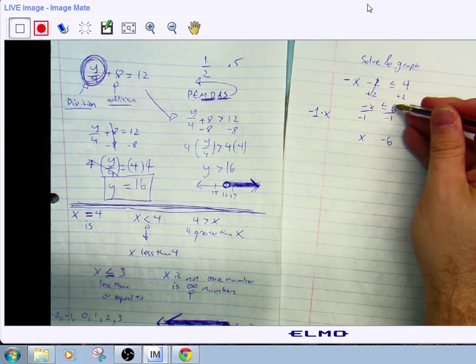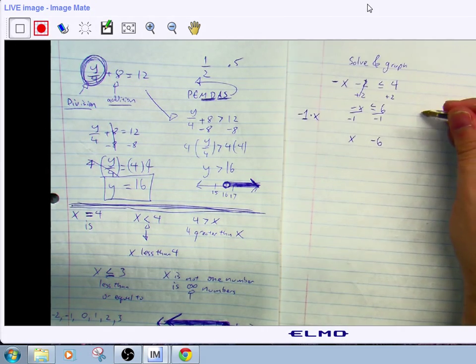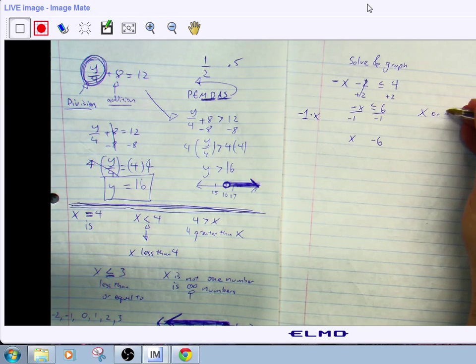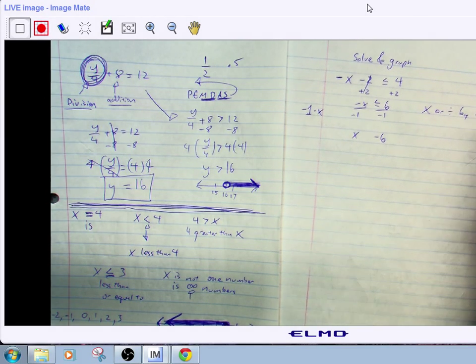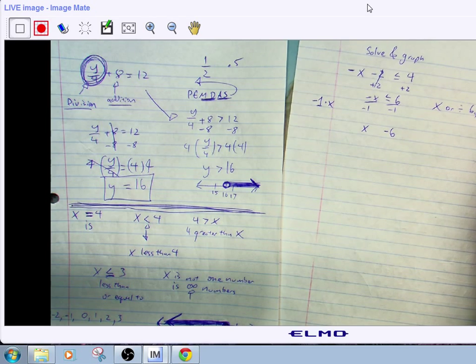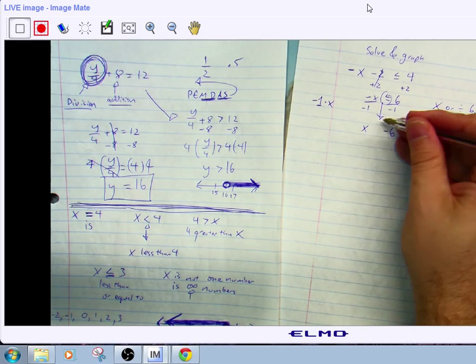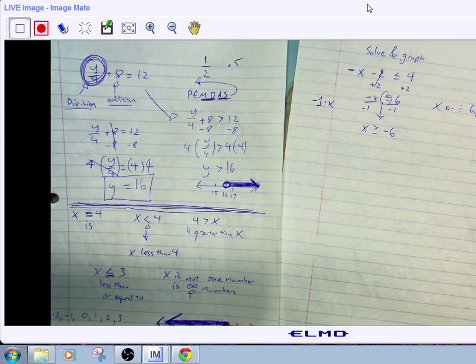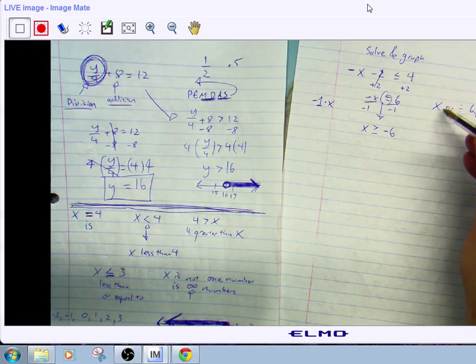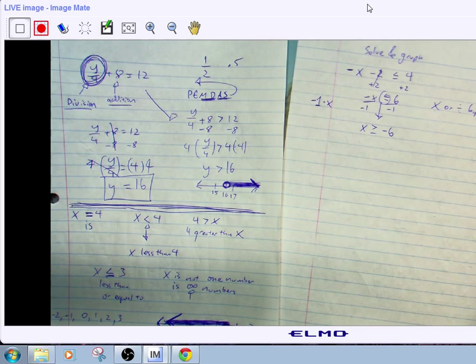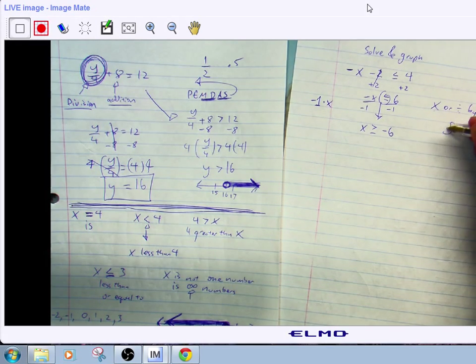And then here's where something happens. Because I multiplied or divided by a negative number, my sign is going to flip. So that's going to become greater than or equal to. So anytime you multiply or divide by a negative, you're going to flip your sign.